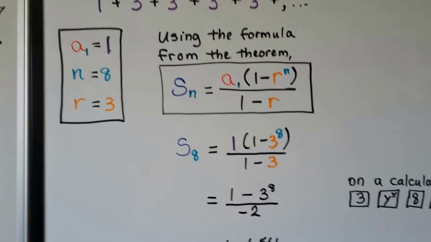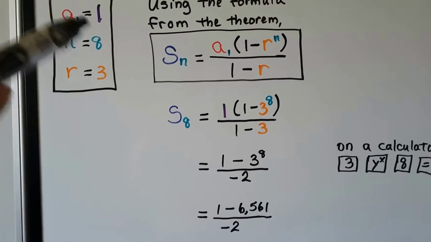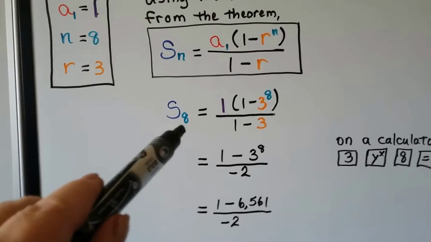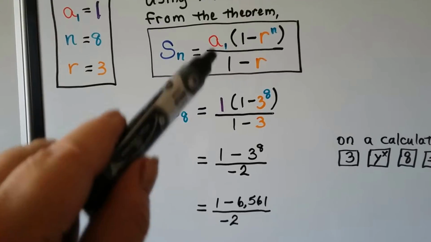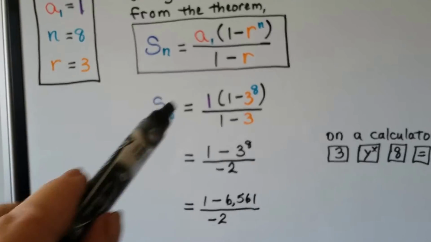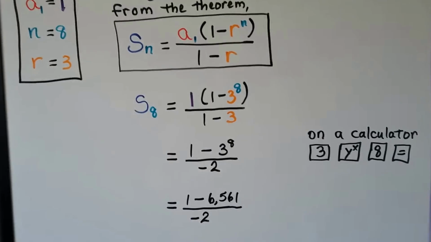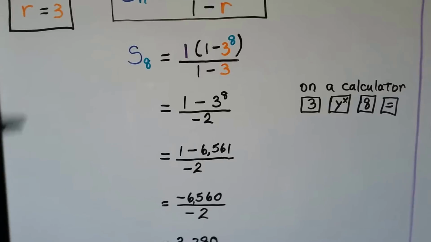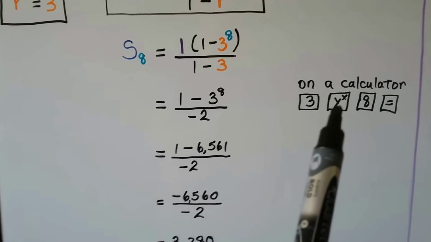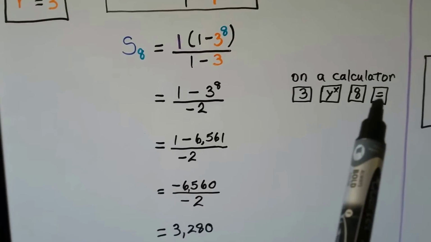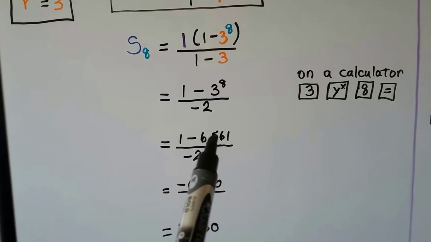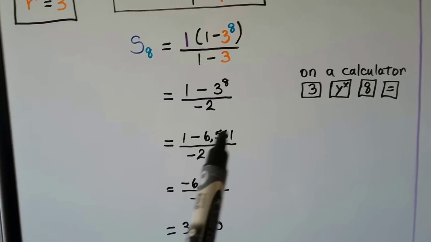So using the formula from the theorem, we take our information from the box and put it in. We know n is 8, so we have s sub 8. We know a sub 1 is 1. We know r is 3, so we have 3 to the 8th power, and we have 1 minus 3 down here as the denominator. 3 to the 8th power: on a calculator, if you don't know, you hit 3, the y to the x button, the 8, and then the equal sign, and that'll give you 6,561, okay?